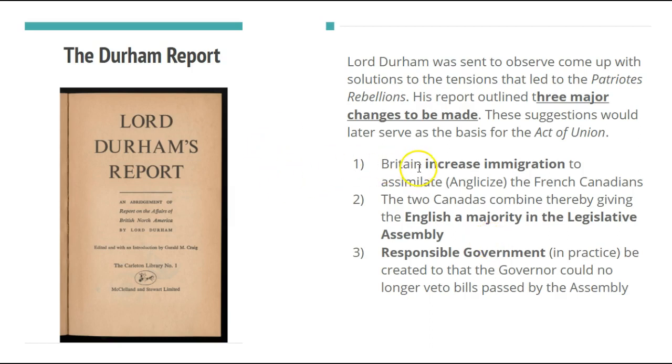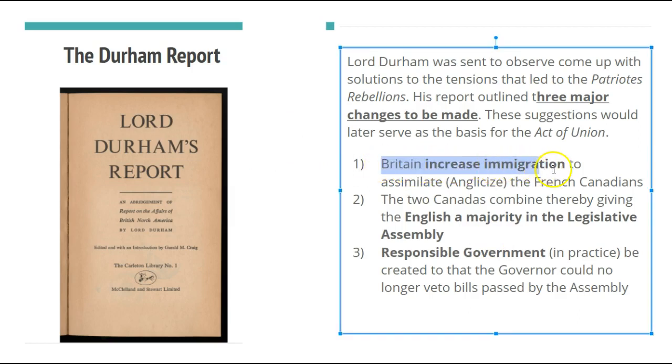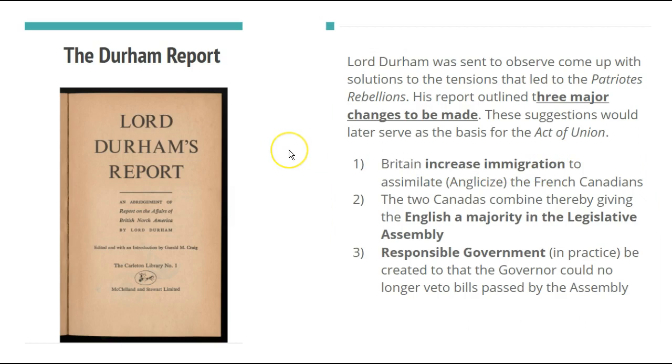Suggestion number one. How do we limit French-Canadian influence? Well, we increase British immigration. We get British people to come to Canada in huge numbers, and gradually, over time, they will outnumber the French Canadians in Lower Canada. When that happens, the French Canadians will be forced to assimilate, will be forced to adopt English institutions, English language, etc. And over time, they will no longer identify as French Canadians.